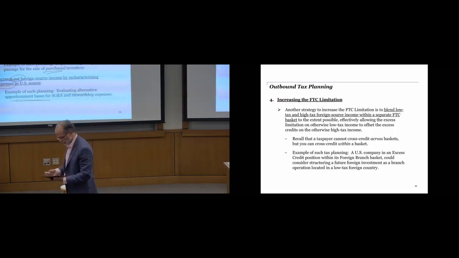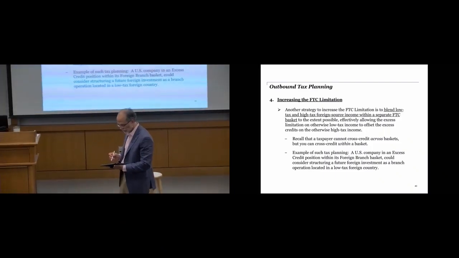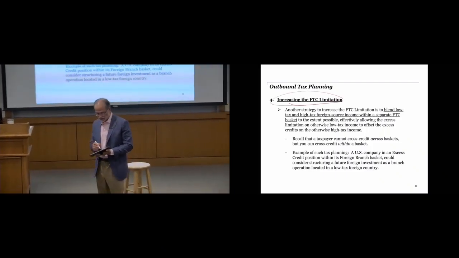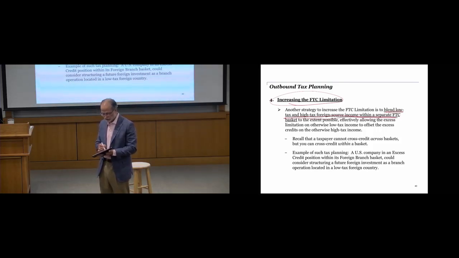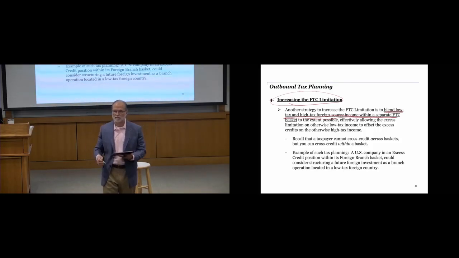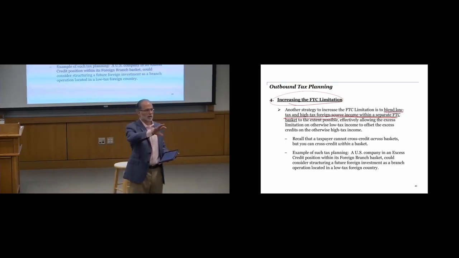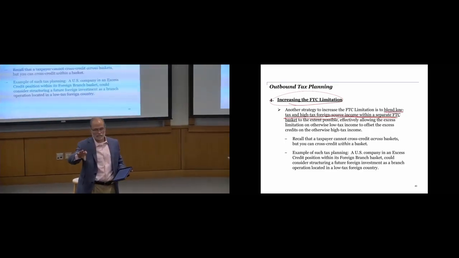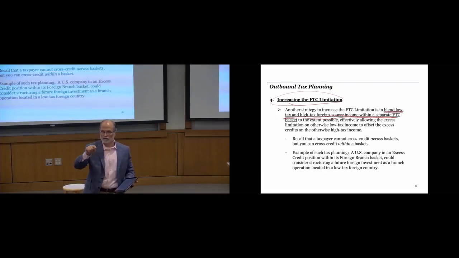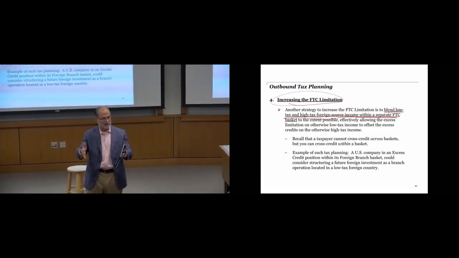So again, I look at it as the international tax practitioners sitting back there mechanically pulling levers and turning dials, right? Again, there's no home runs. You're just doing lots of little things that you can do to try to make the overall answer as best you can. Another strategy to increase the FTC limitation is to blend low tax and high tax foreign source income within a separate FTC basket. Remember when we talked about the cross-crediting? You can't credit income across baskets, but within a basket, I can credit all day long.